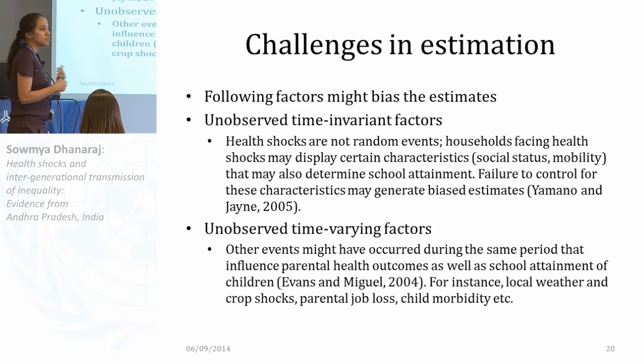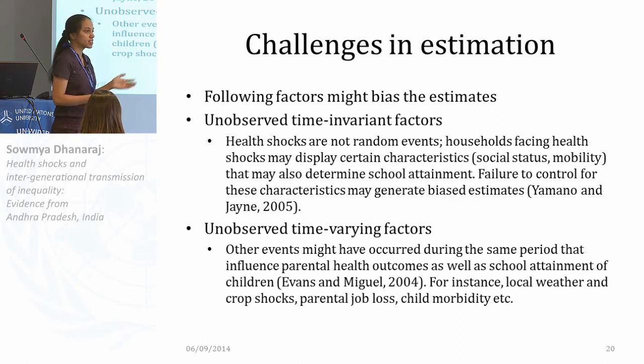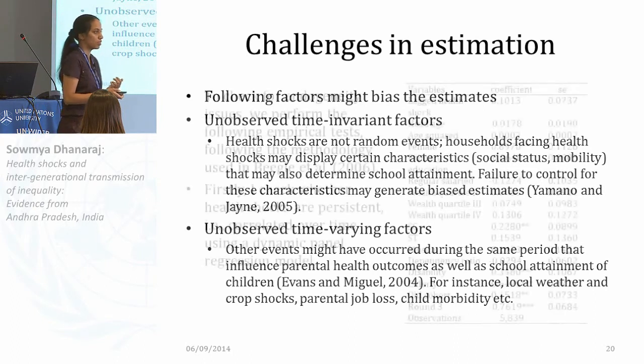Also, there might be unobserved time varying factors. For example, there might be incidents that happened during this period which have affected both the parental health status as well as the schooling attainment of the children. Examples of this include local weather shocks like droughts and floods, parental job loss, child morbidity, etc. So, I take into account unobserved time varying factors by controlling for any other income shocks faced by the households, and I also take into account changes in the child's health status and so on.